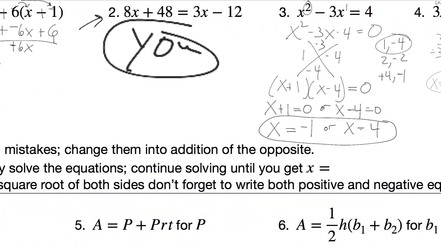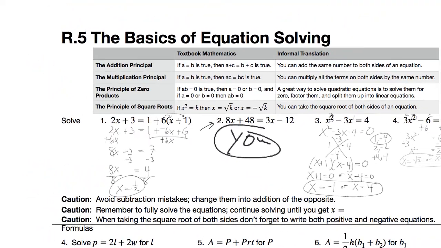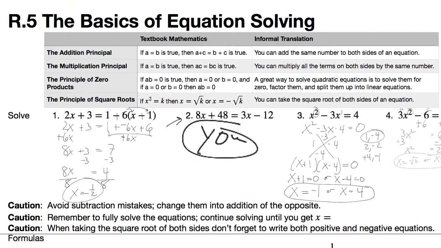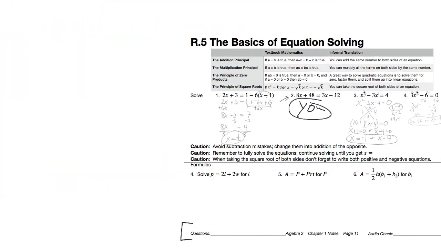So here I just want to remind you of the 3 mistakes. I want you to avoid subtraction mistakes. And if you have difficulty avoiding subtraction mistakes, then do what I did here and change subtraction to addition. If you forget to fully solve equations, if you stop here, then I want to encourage you to keep on going all the way till you get x is equal to some value. And if you forget when you're taking the square root of both sides, there's always going to be 2 answers. When you take the square root of both sides, 2 answers, 2 equations.